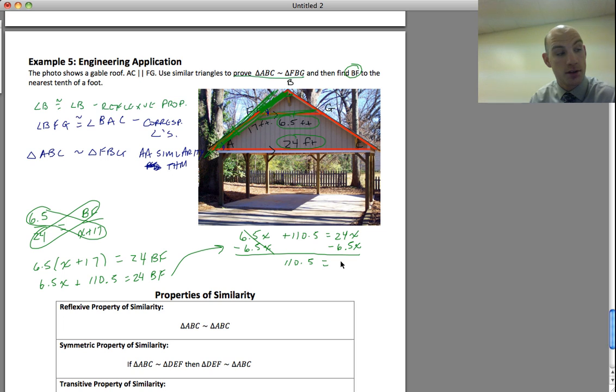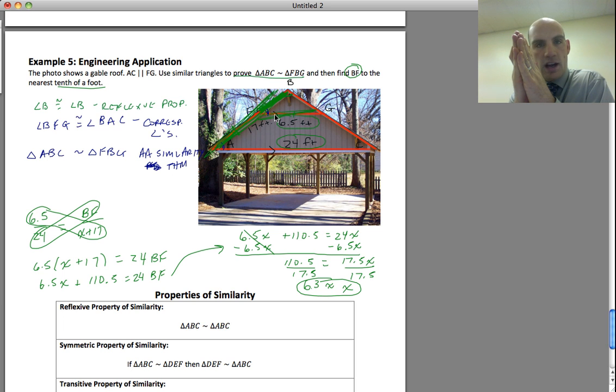110.5 is equal to 17.5x. Divide by 17.5. I end up with 6.3 about, because I'm rounding to the nearest tenth of a foot, is equal to x. So BF is 6.3. Okay?